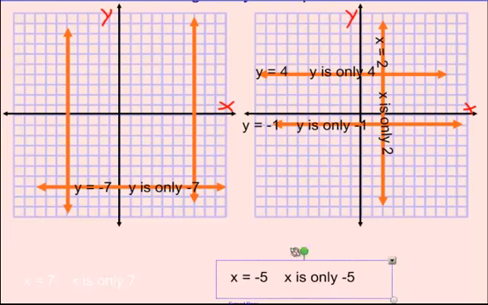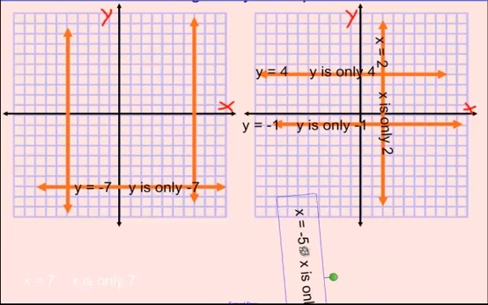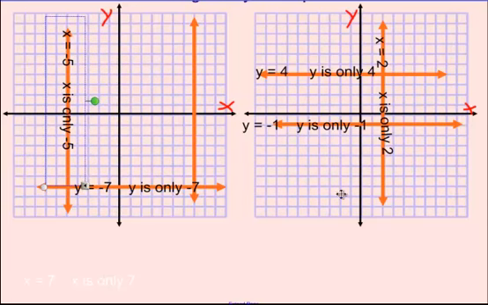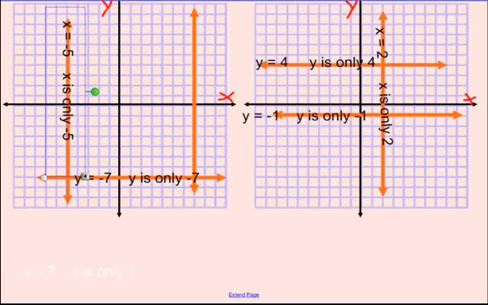And x is, so I'm going to turn that one up. X is negative 5. X equals negative 5. Do we have one more? No? Well, what would this one be? Would it be an x equals or a y equals?